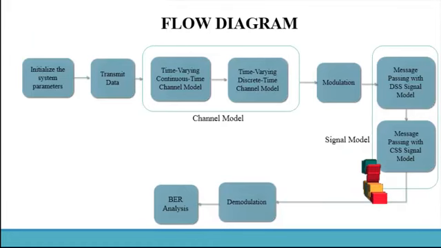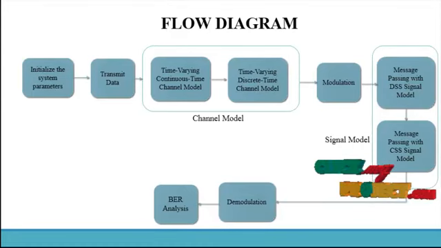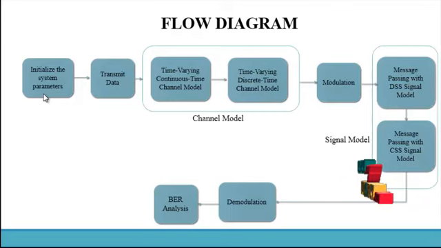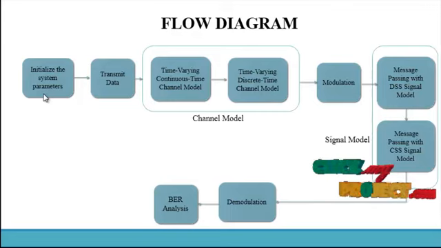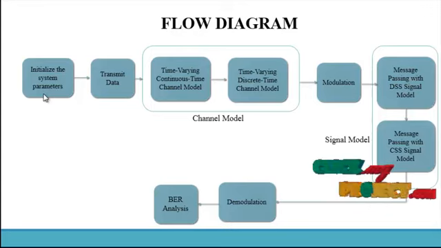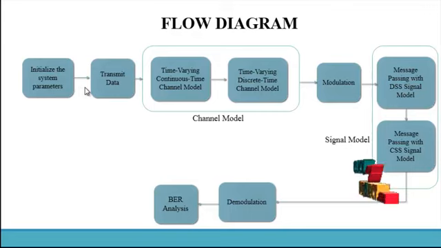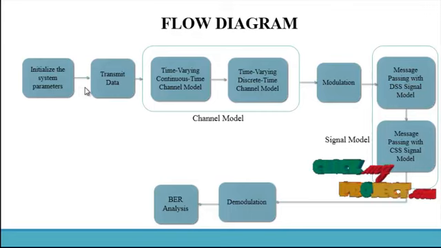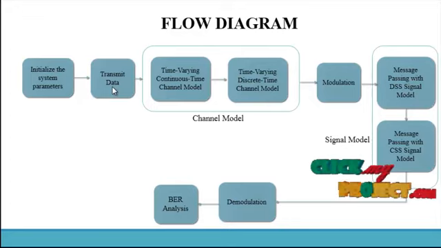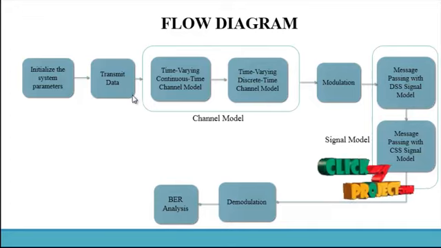Next we will discuss the flow diagram of the process. First we initialize the system parameters, like the subcarriers and the OFDM length. Then we have the transmit data. The transmit data of the OFDM signal can be a speech signal or radio frequency signal, given as zeros and ones, binary signals. The transmit data is passed to the channel model.